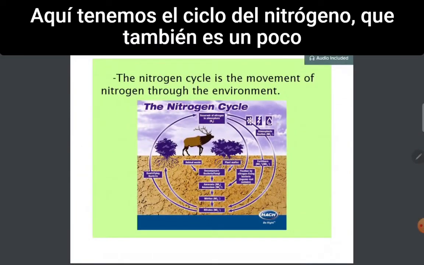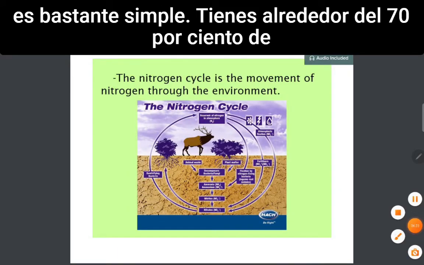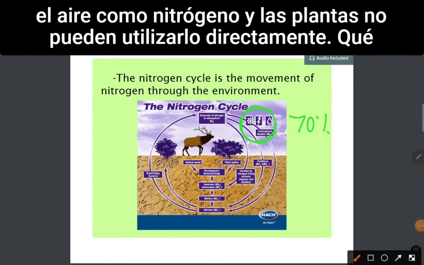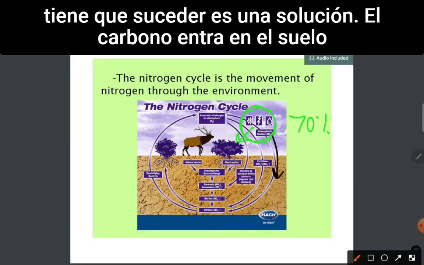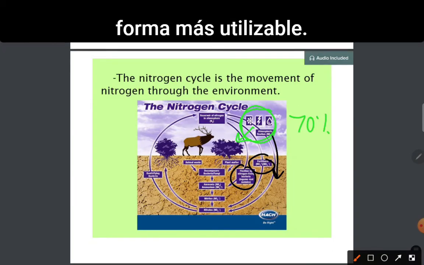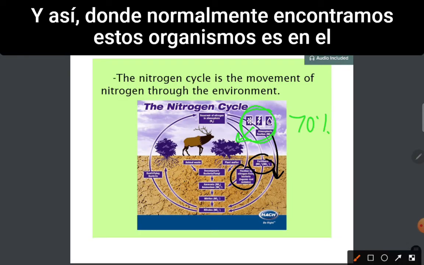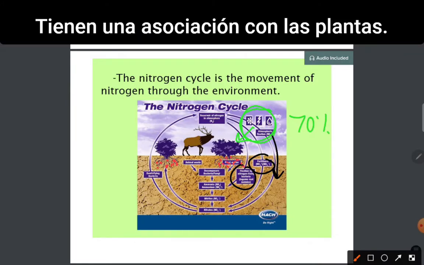Here we have the nitrogen cycle, which is also a little out of whack due to humans. The nitrogen cycle is pretty simple. About 70% of the air is nitrogen, and plants can't really use it directly. What has to happen is a workaround. The nitrogen gets into the soil where things like bacteria and fungus can turn it into a more usable form. Where we typically find these organisms is on the roots of plants. They have a partnership with the plants.